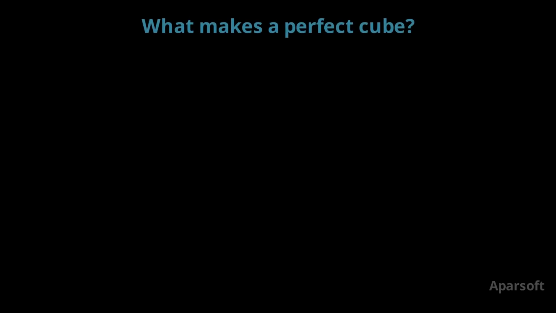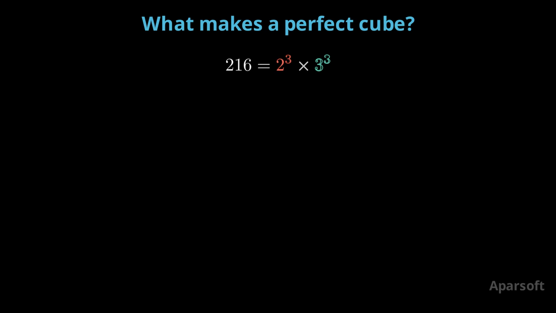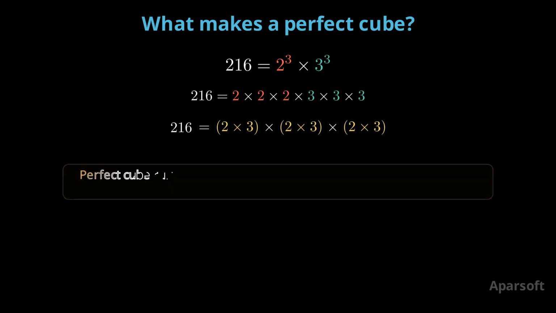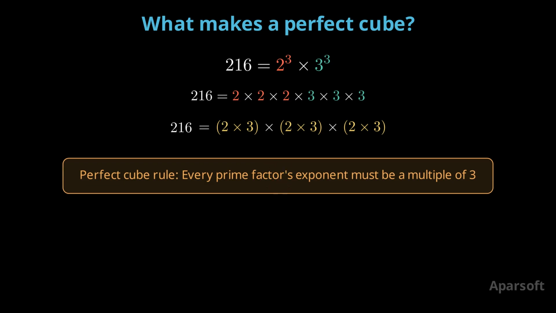Before we tackle 1323, let us recall what makes a perfect cube. Take 216, that is 6 cubed. Its prime factorization is 2 cubed times 3 cubed. If we write it out fully, we get 2 times 2 times 2 times 3 times 3 times 3. Notice, we can split all the prime factors into 3 identical groups. Each group is 2 times 3. That is the rule. For a perfect cube, every prime factor must appear a multiple of 3 times. Keep this rule in mind, we are about to use it.